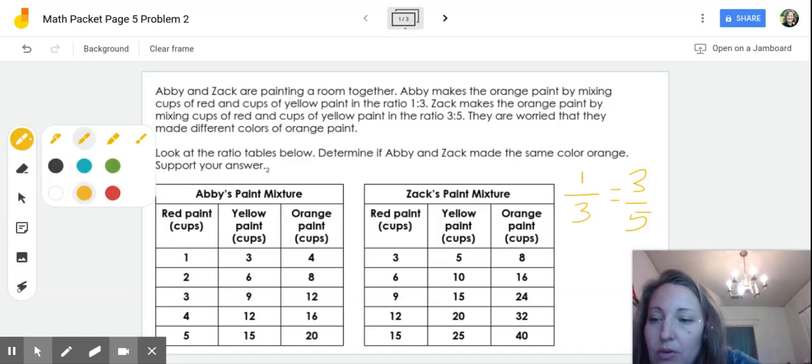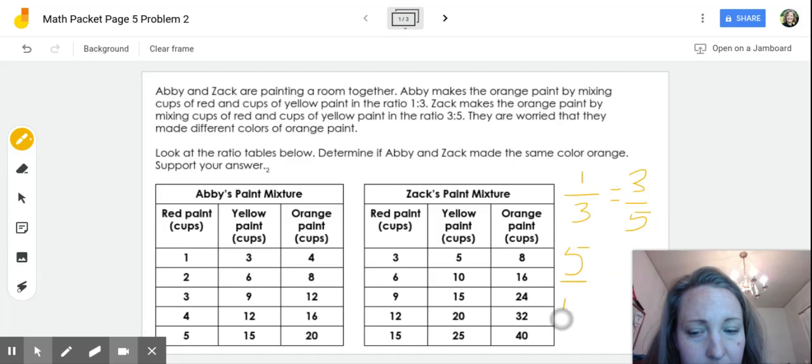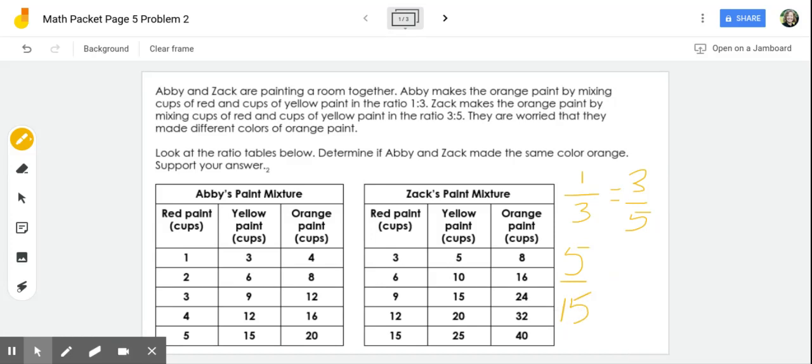So I'm going to come back to my orange pen, and I'm going to say, is the fraction 5/15 equal to 9/15? And I got that 9/15 right here, right? I'm looking to see if that's the same. Well, no. Once we have a common denominator, we can see that those fractions are not equivalent. So 5/15 is less than 9/15. And so you can see that Abby's paint is going to be a little bit lighter in color than Zach's paint.